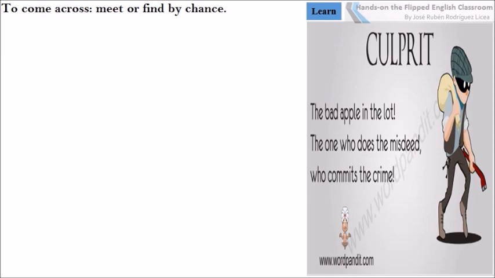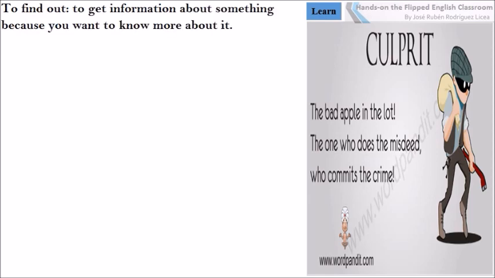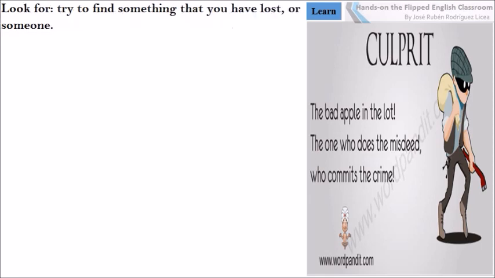To come across, meet or find by chance. To find out, to get information about something because you want to know more about it. Look for, try to find something that you have lost, or someone.